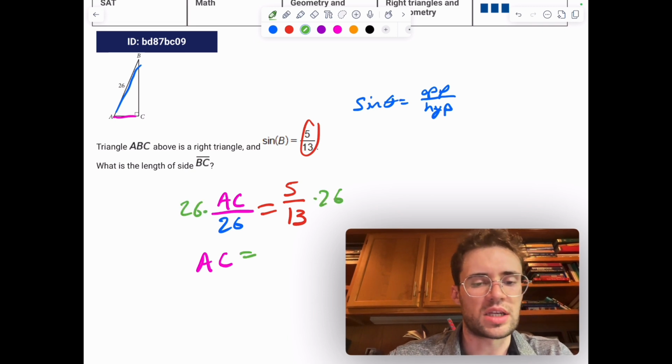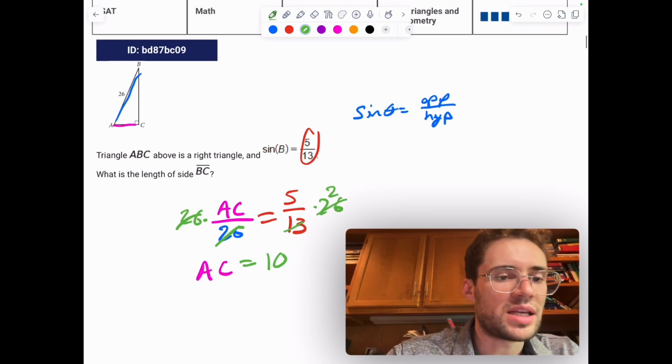And I mean, you could also see this is just 13 doubled, so AC should be 5 doubled, so it should be 10. But if we just multiply it like this, that cancels. 26 divided by 13 is 2. 5 times 2 is 10. All right, so we know AC is 10.